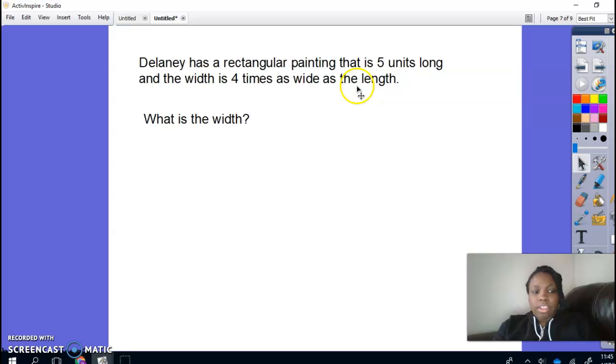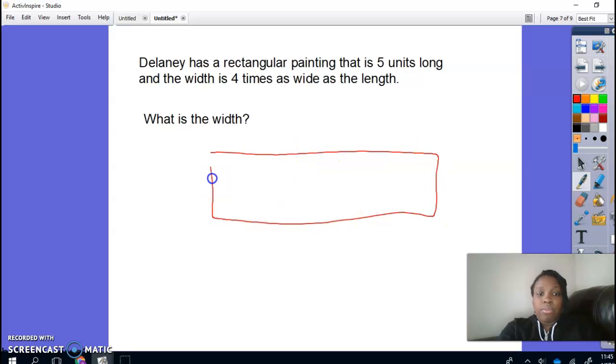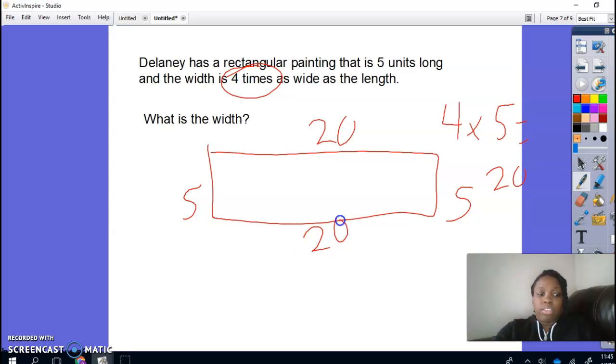So Delaney has a rectangular painting that is 5 units long and the width is 4 times as wide as the length. All right. So what's the width? So we're trying to find out how wide it is. So remember, first draw out your rectangle. All right. And it's 5 units long. So I know it's 5 units long, but the width is 4 times as wide. So I need you to find out what is the width. Good. So you should have done 4 times 5 and got 20. So my width is 20.